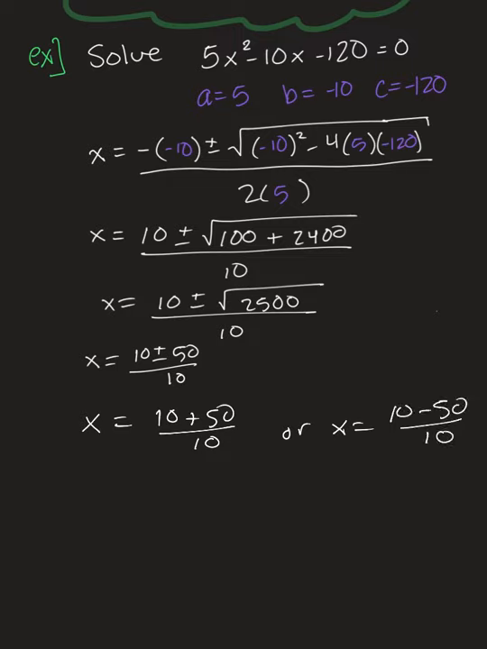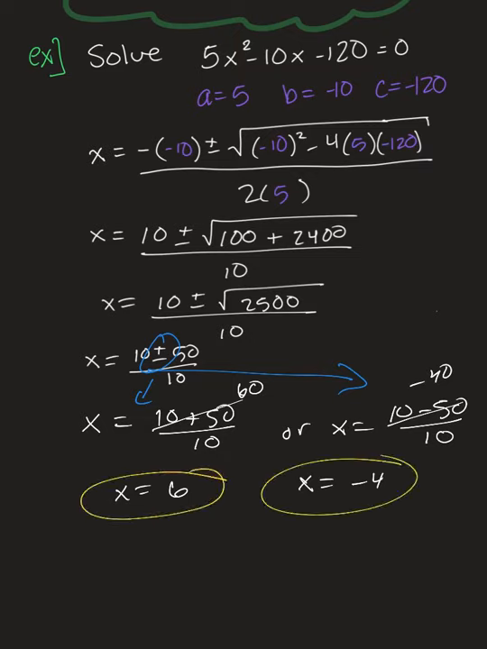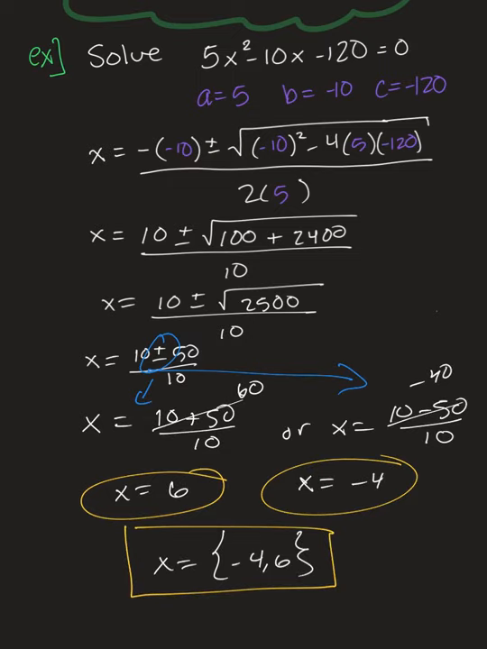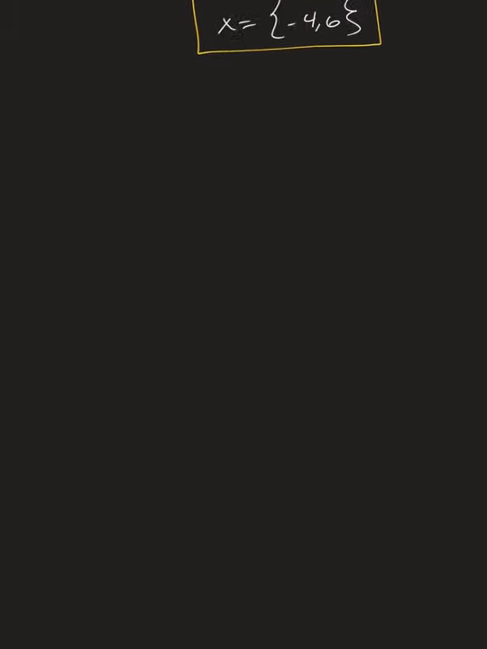So that's what that plus or minus part here means, is that we'll split it into our 2 answers that we have. So here we get 60 over 10, which is 6, or here we get negative 40 over 10, and we get negative 4. So there are 2 answers, and we can write it together in our curly braces as so. Okay, let's move on to our second example.